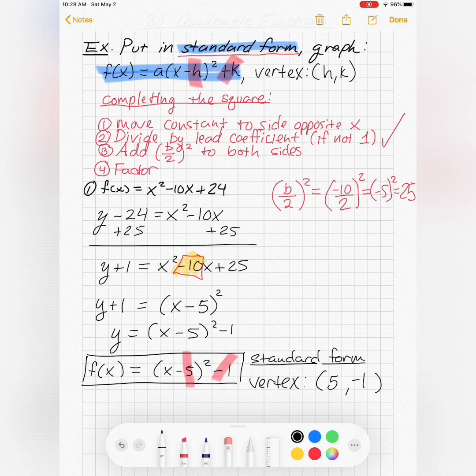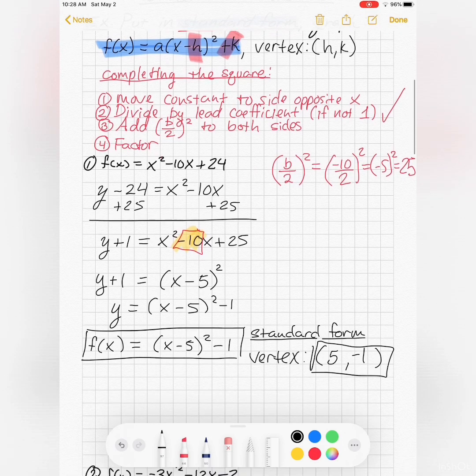So here's a little trick for reading off the vertex if you think it's tricky with the signs. To get the x coordinate, I think about what number would make the inside of this parenthesis 0. That'd be 5, right? This number, I just bring it along as it is with its sign. And then I have the vertex. Okay, so there's that piece of information.